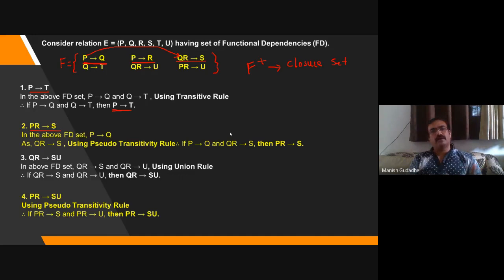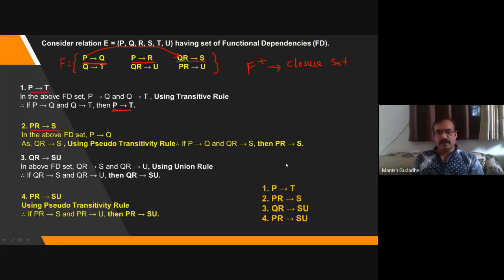Whenever we are asked to find the F plus, the closure set of F, you will just refer to the FDs existing in F. We are not going to derive the FDs from the inferred elements. This is the F plus closure set, and that is the way you are going to find it.